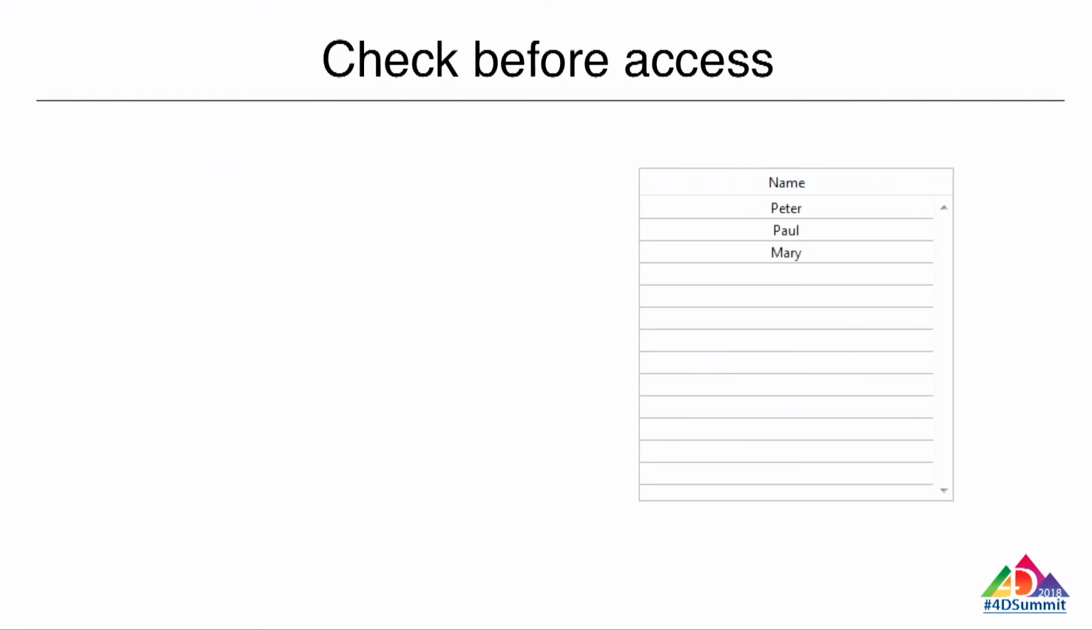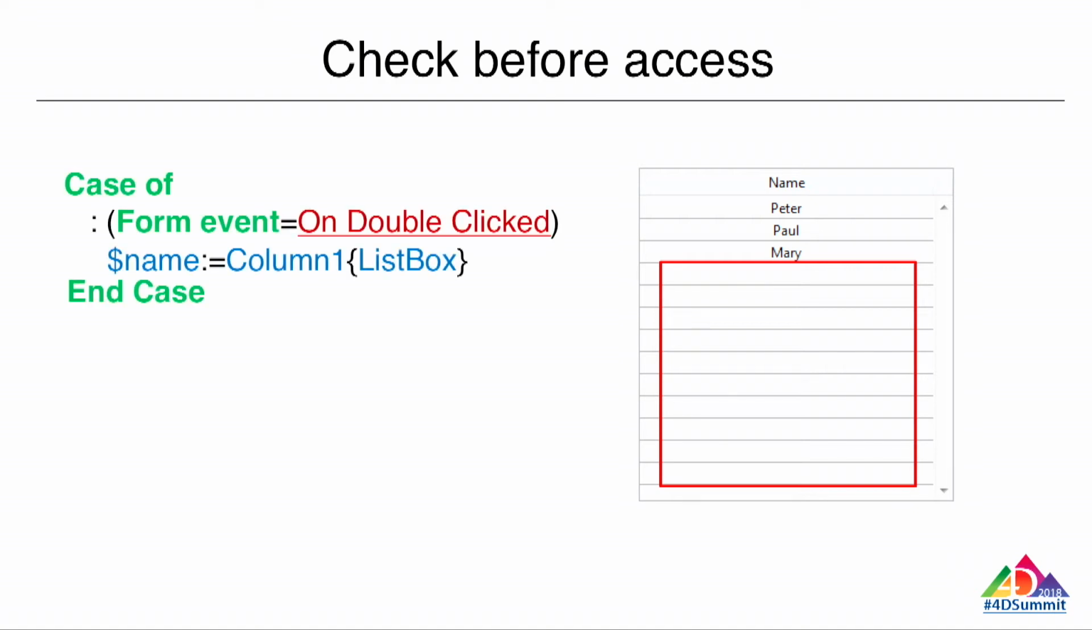Now I want to go to an example with a list box. In this example, in an array-based list box, there are 3 items, and a user may click on a certain area that's not part of that list. And if you code it in a double click, you can actually try to access that part of the array.